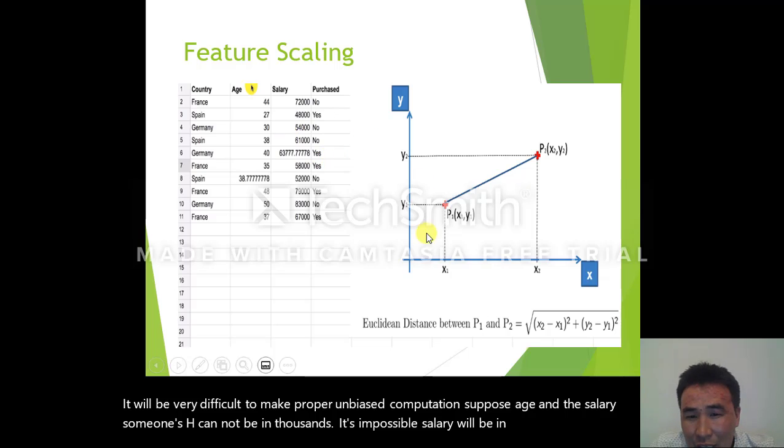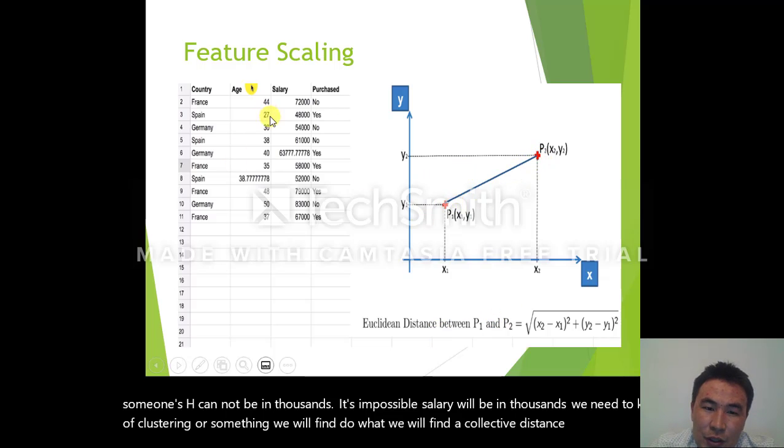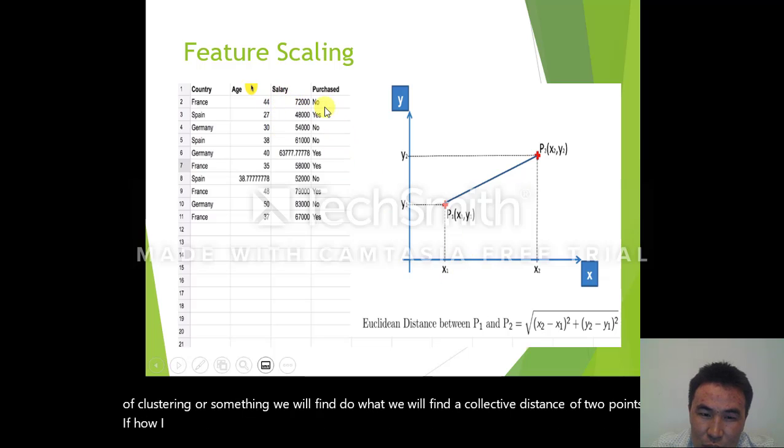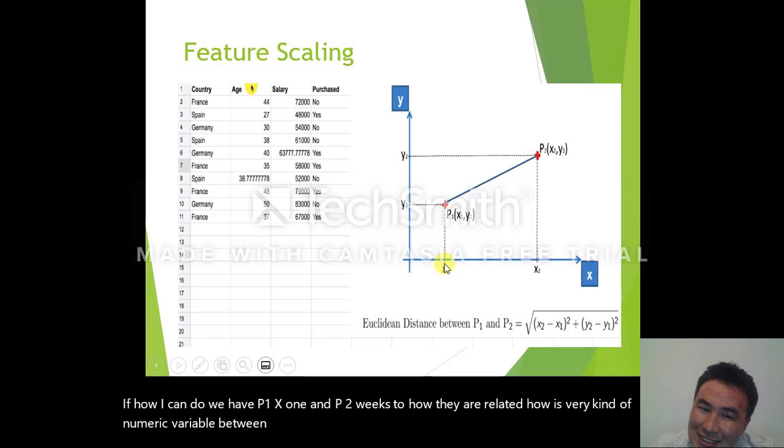When we do clustering, what will we do? We will find the Euclidean distance of two points. If we have p1 x1 and p2 x2, how are they related? Is there any kind of numeric relationship between them? With this kind of unscaled, unnormalized data, it's very hard to do.